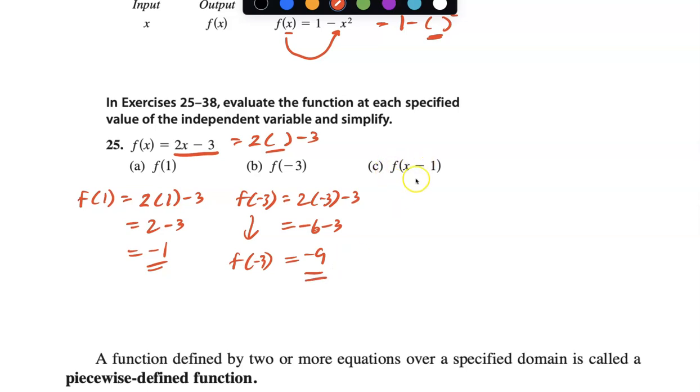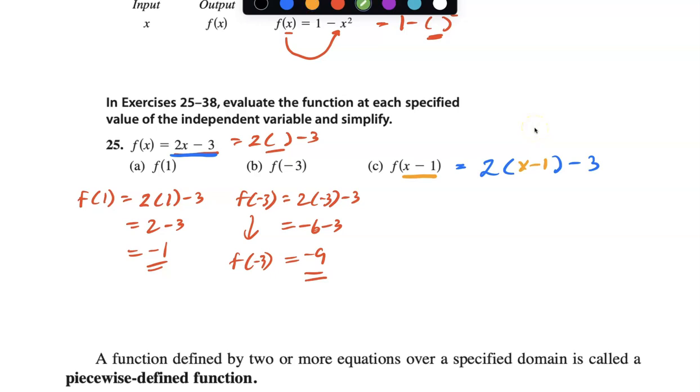Let's talk about this one. This one's way more confusing for people, right? F of x minus 1. It's the exact same thing though. F is this function here. You do 2 times something minus 3. What's the something? In this case, x minus 1. That's what you substitute in.